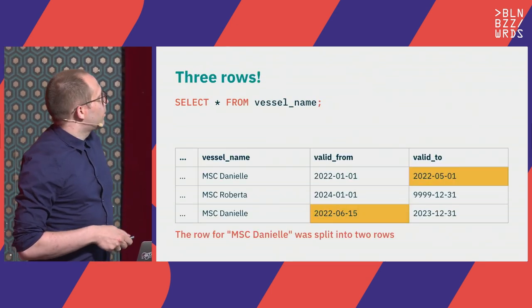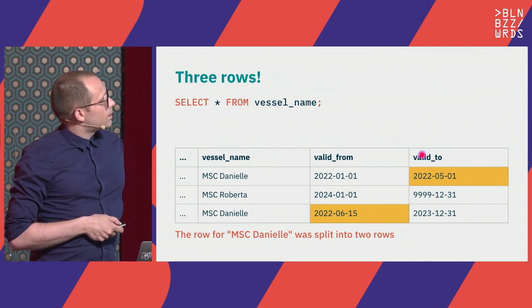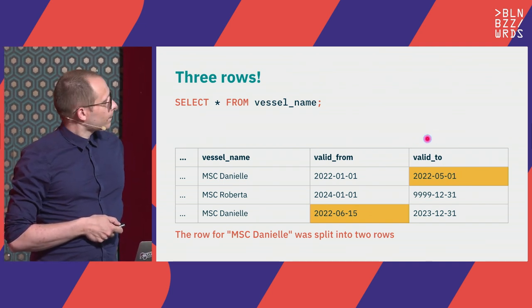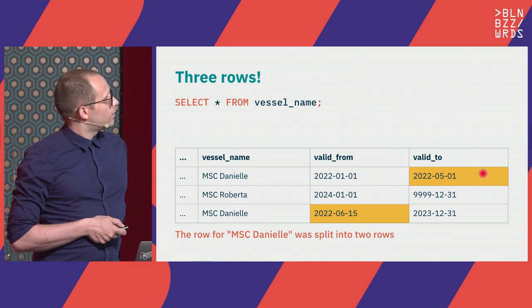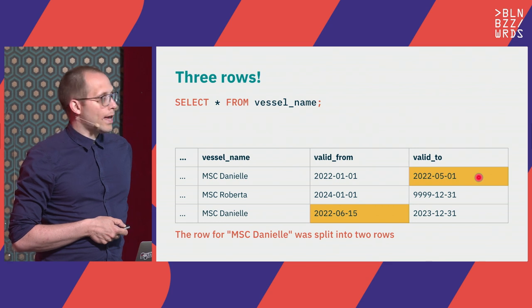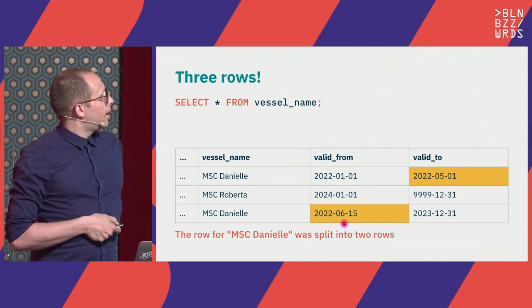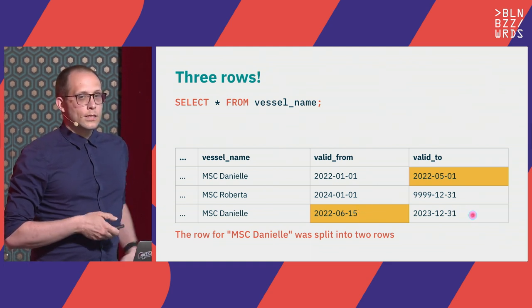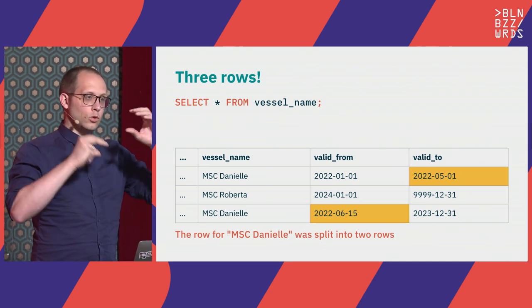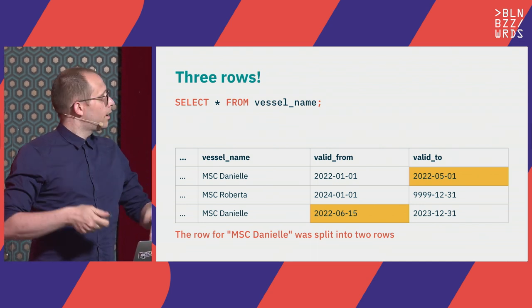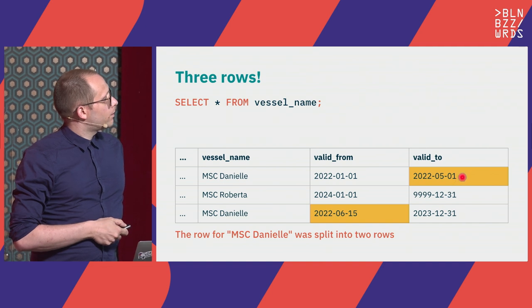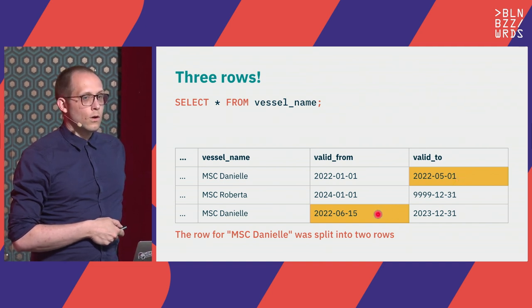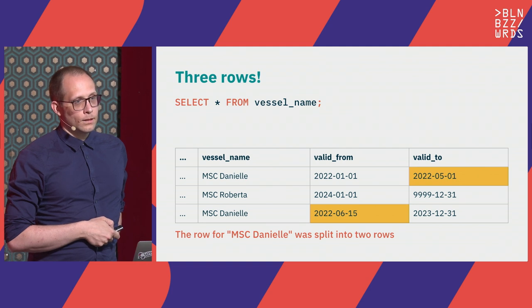We will have three. Because the database knows this is a period, and it will end the row we had earlier. So this validity will end at May 22, and it will append a new row. And from June 15th to the end of 2023, it will also be valid. So it split our validity time frame into two time frames, left a hole in the middle, and from the whole May and half of June, there was no valid name for that vessel anymore.